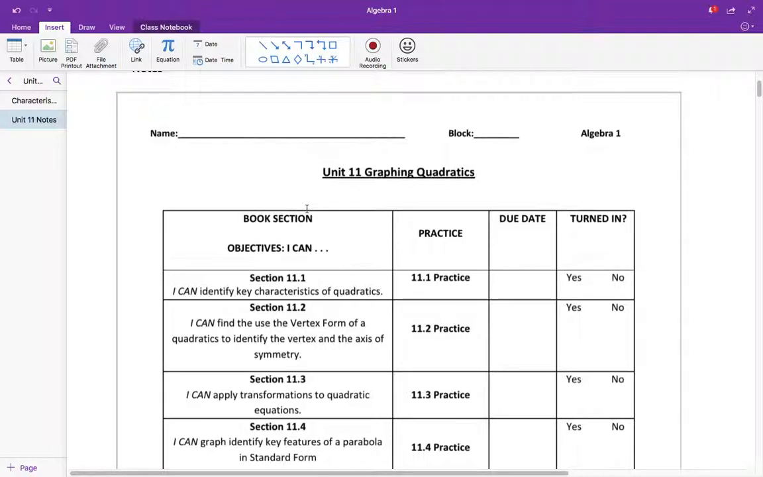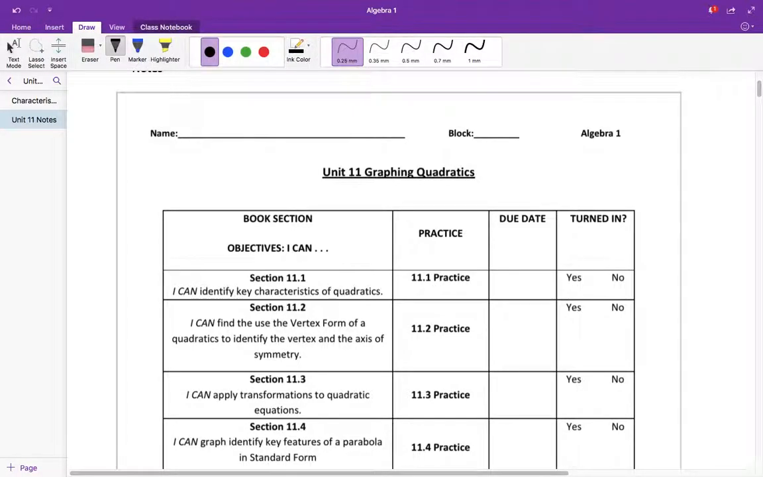So with that being said, section 11.1, which we're going over today, that practice is going to be due on Tuesday of this week, and that's going to be April the 16th. So vertex form is what we're going to talk about on Tuesday. That will be due on block day, which will be Thursday, April the 18th.